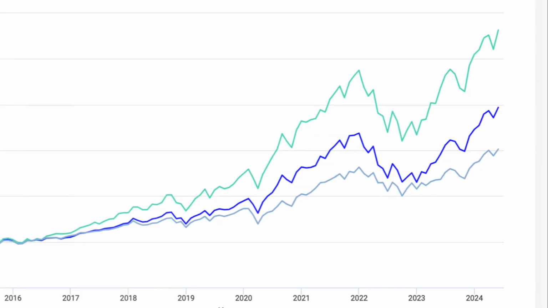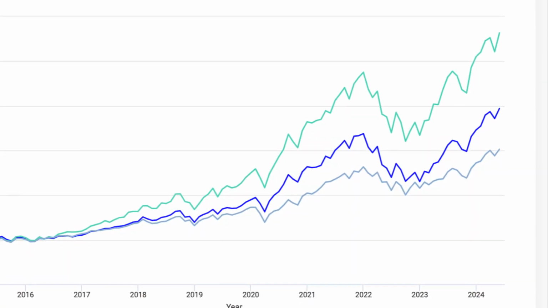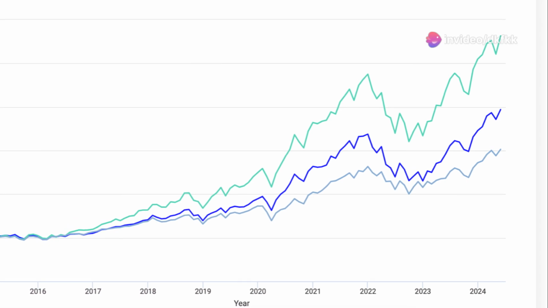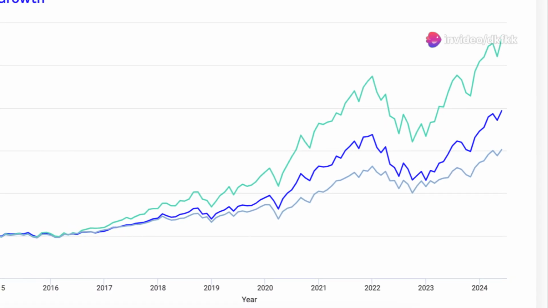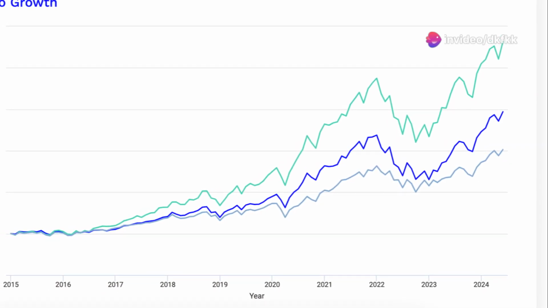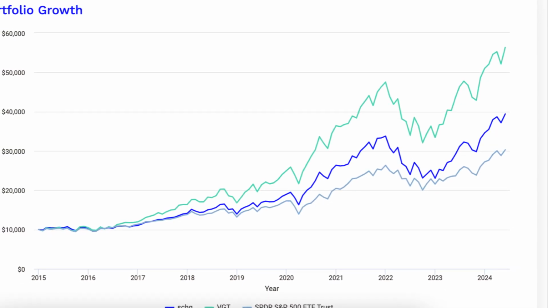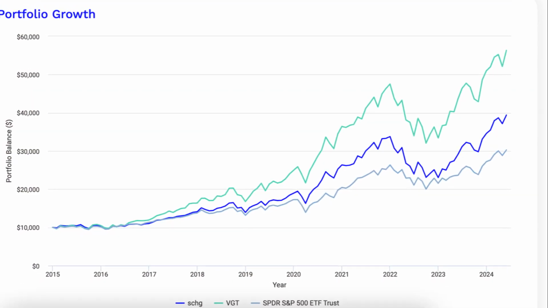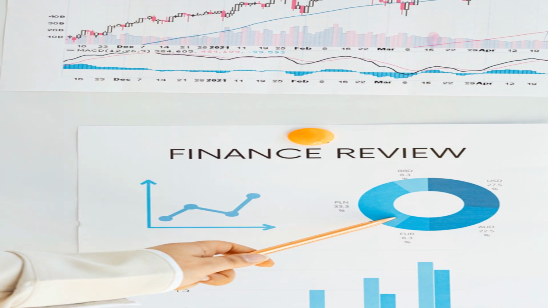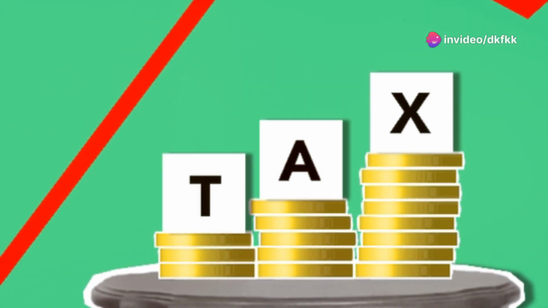On the flip side, SCHG, with its lower expense ratio and slightly less volatility, presents an appealing option for investors looking for a more conservative approach. While it may not hit the high peaks like VGT, it offers steadiness and requires a smaller fee, which can be crucial for long-term investment strategies.